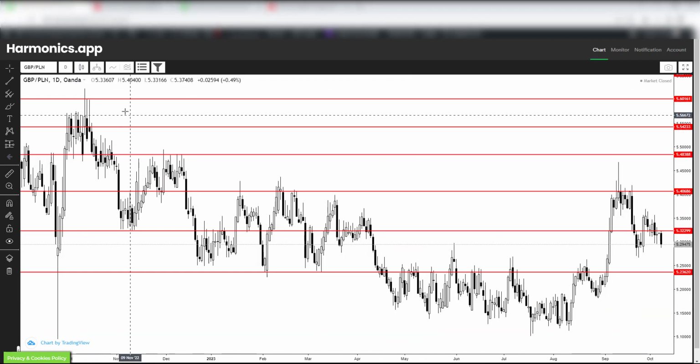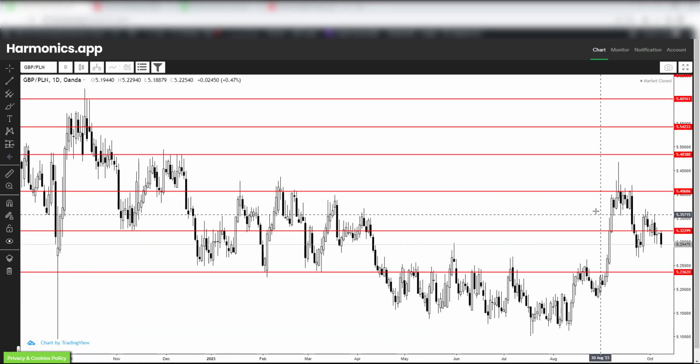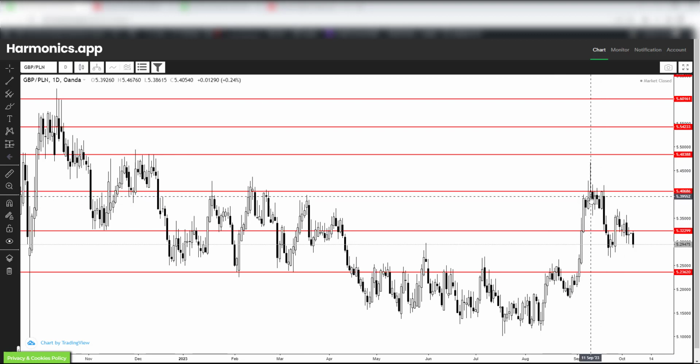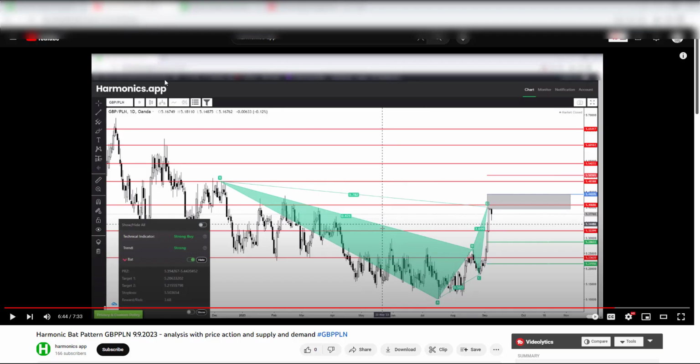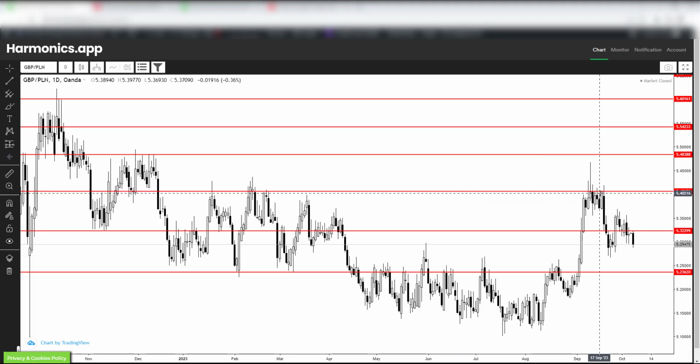The first one was GBP against PLN. We can see that the bad pattern was a bearish one. We can see it here. This was the analysis I made. You can see there is an area, a potential reversal zone around 5.44. The price formed 5.44, and we can see that the price bounced back down and reached the first take profit level.